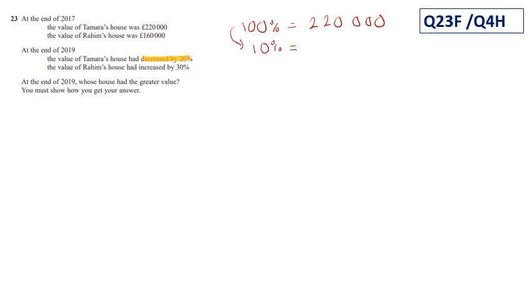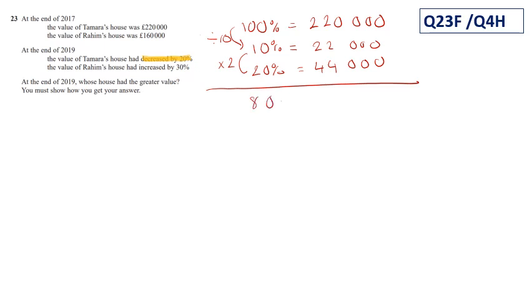So if I divide that by 10 to get 10%, I can then double that to get 20%. So 10% of 220,000 is 22,000, and doubling that will give us a value of 44,000. Okay, so then to find the overall 80% after the 20% decrease, we're going to do 220,000 take away 44,000.